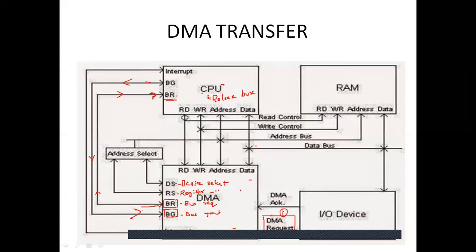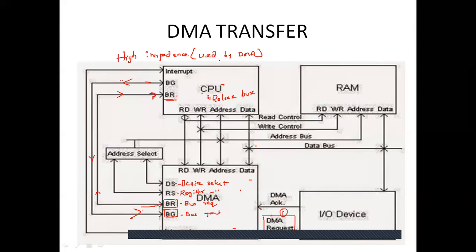Here, the CPU activates this bus grant signal. Once the CPU activates it, the buses are in high impedance state. High impedance in the sense that now they can be used by the DMA transfer. Till then, they are used by the CPU. When they are in high impedance, they are used by the DMA. So that is the high impedance state condition.